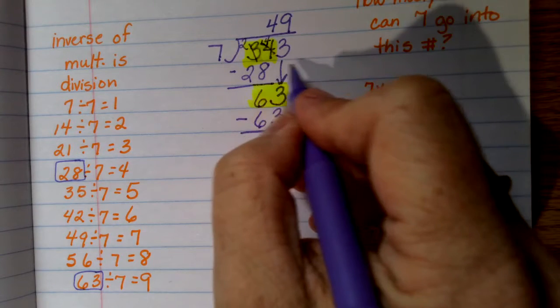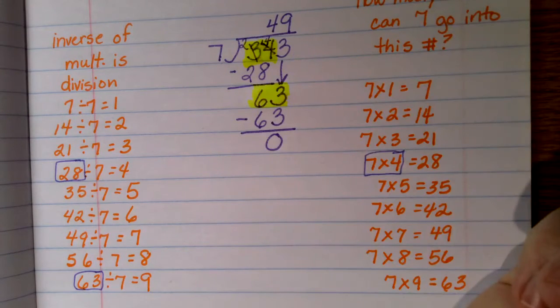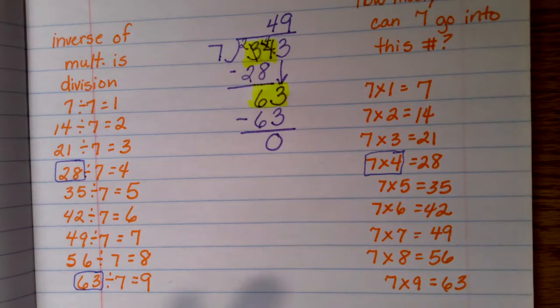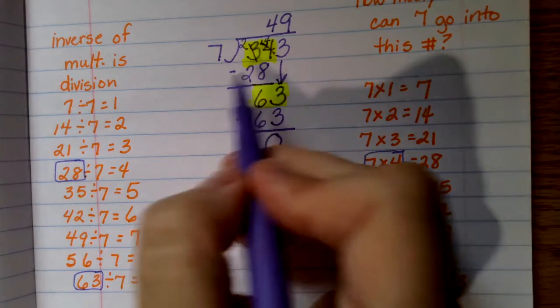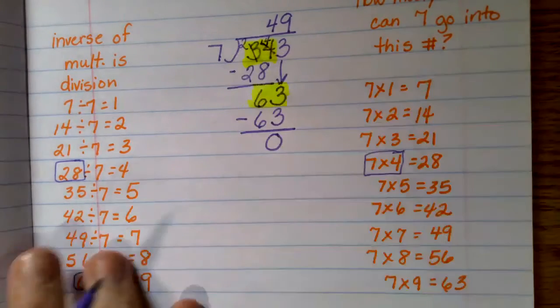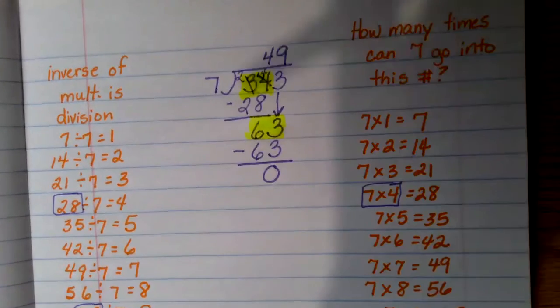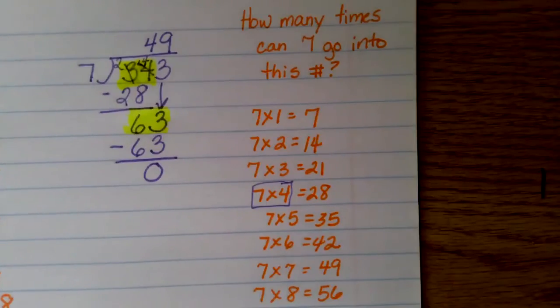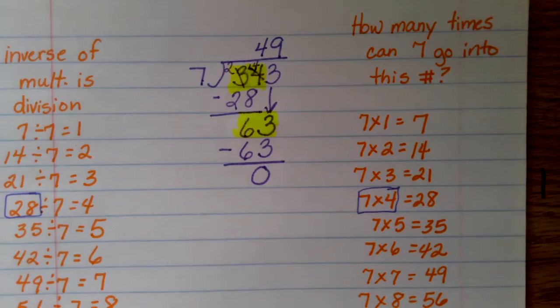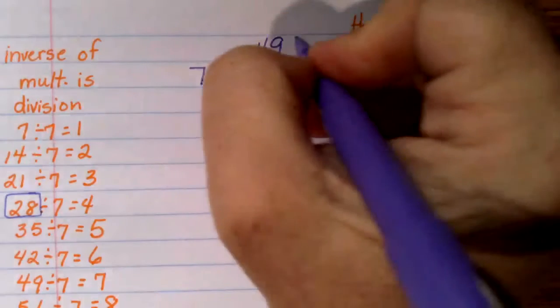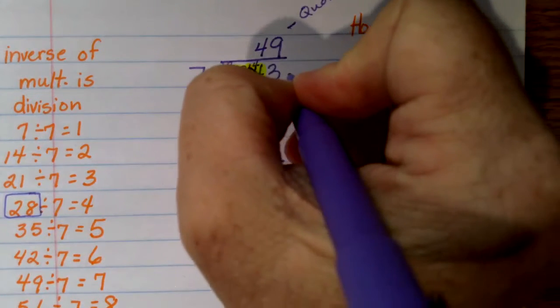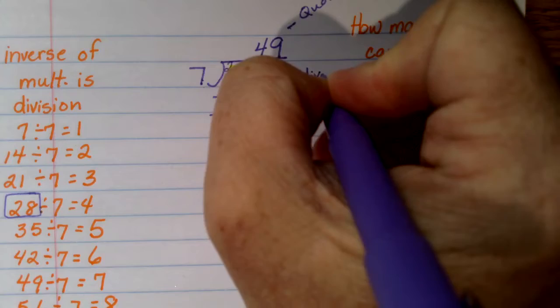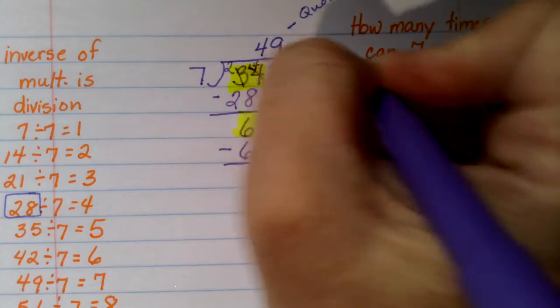Now I don't have any more numbers that I need to bring down in this problem. So I am finished with 343 divided by 7. My quotient is 49. Remember, our quotient is the answer to a division problem. This is our quotient, our dividend, and our divisor.